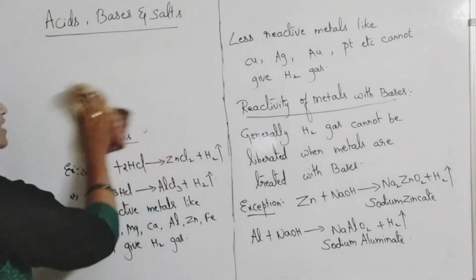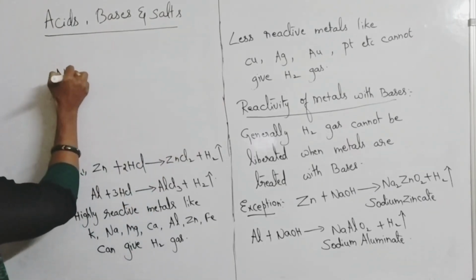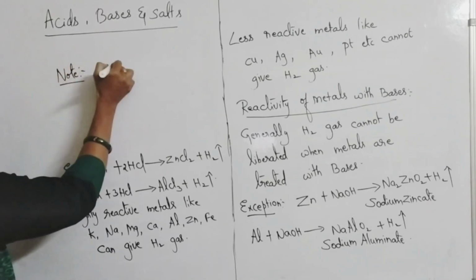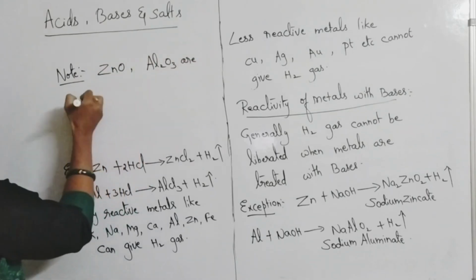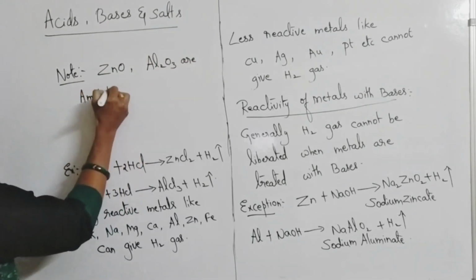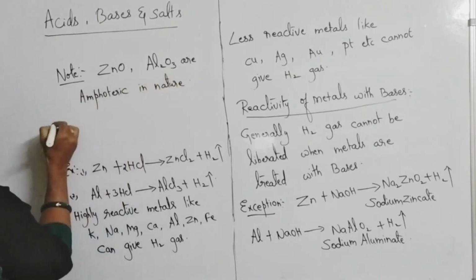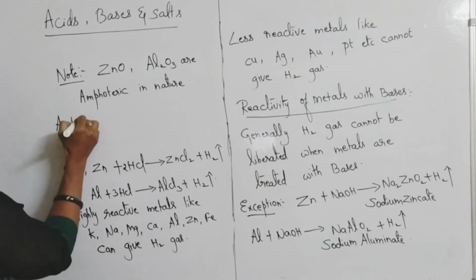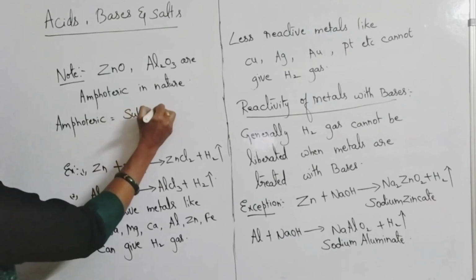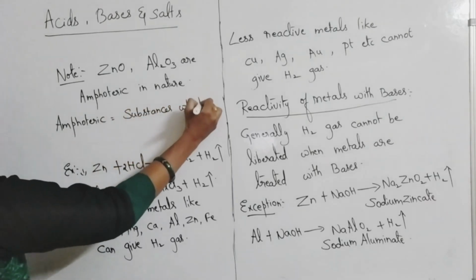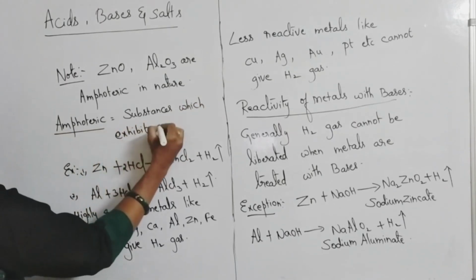Generally Al2O3 and zinc oxide are what? Amphoteric in nature. Note. ZnO, zinc oxide, and Al2O3, aluminium oxide, are amphoteric. What are amphoteric oxides? What is amphoteric? The word amphoteric stands for substances which are both acidic as well as basic. You call them amphoteric. Substances which exhibit both acidic as well as basic properties.